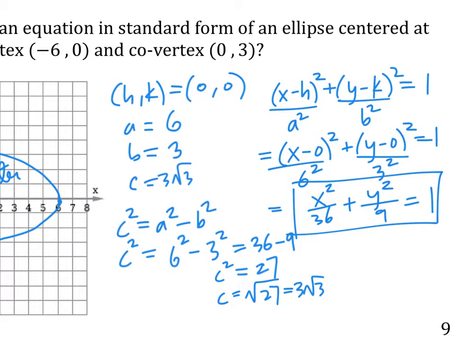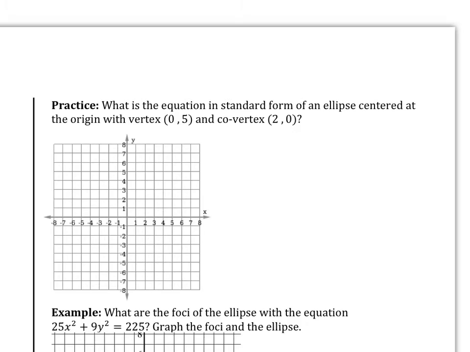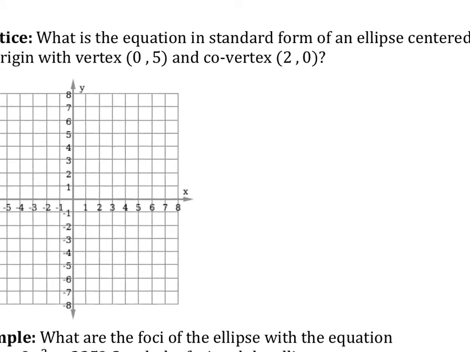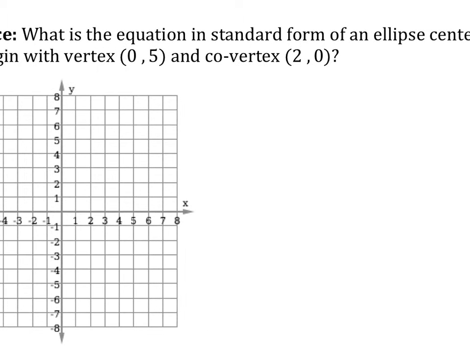Good. HKABC is going to save you a lot of trouble, so make sure you write that down every time. Okay, let's try a practice problem. All right, same kind of equation, same kind of question. Go ahead and try it. Let me know once you have the equation. Okay, this is x squared over 4 plus y squared over 25 equals 1.